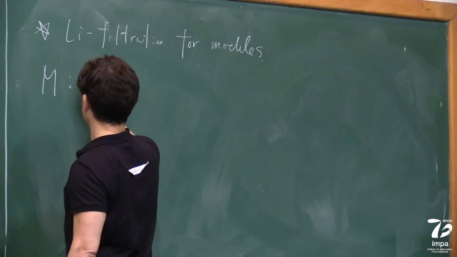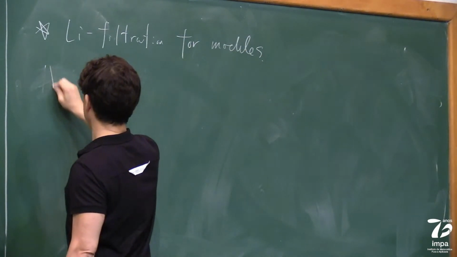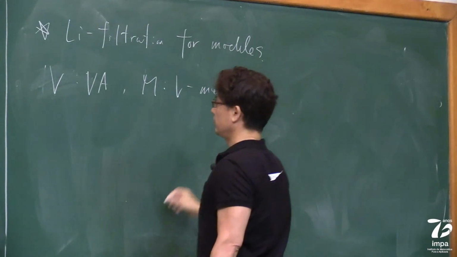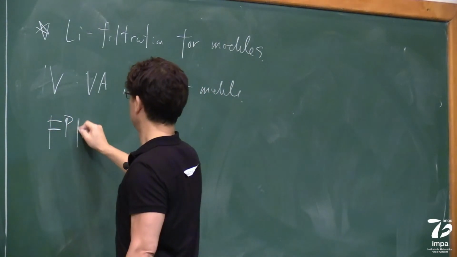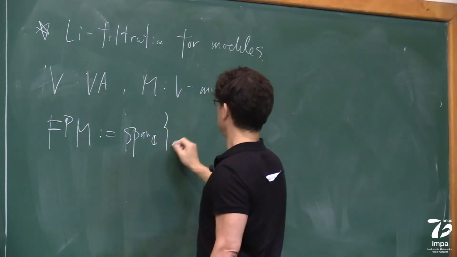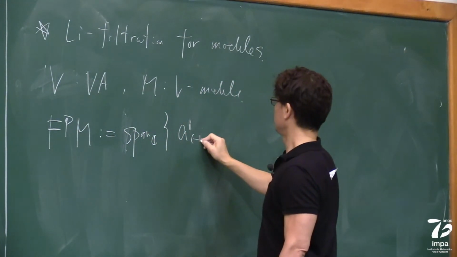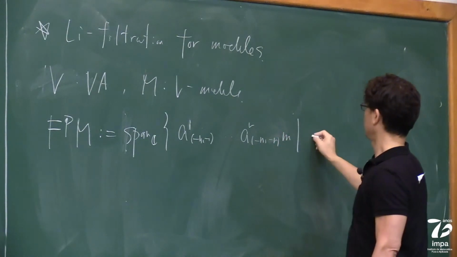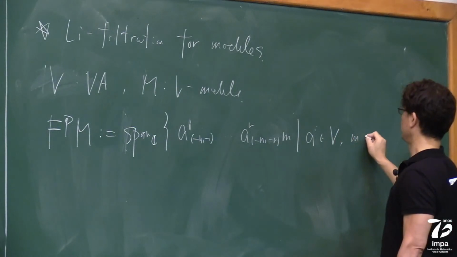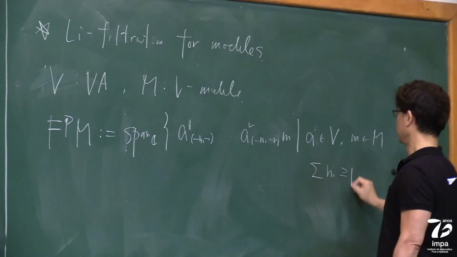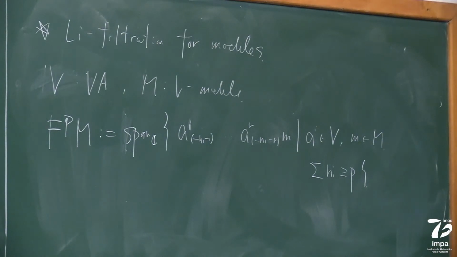If V is a vertex algebra, and M is a V-module, you can define the filtration as follows. It's the span of A1(-N1-1) ... AR(-NR-1) M, where the Ai are elements of V and M is an element of the module, and the sum of the Ni is equal or greater than P. So again, you just count how many derivations you have.